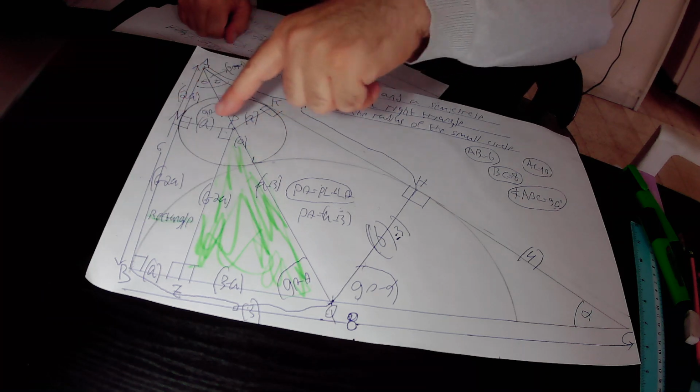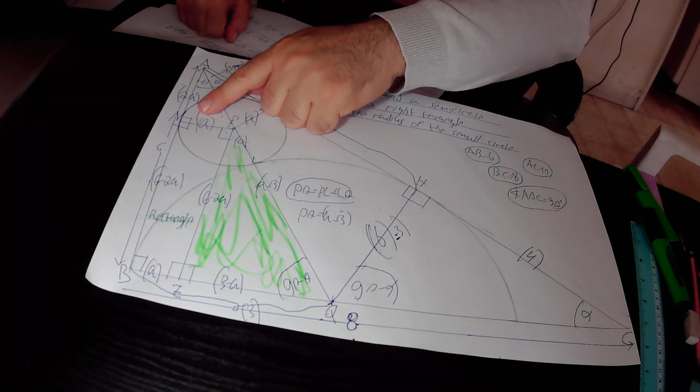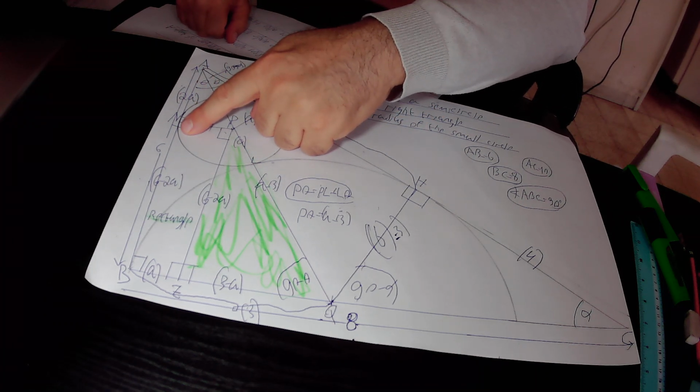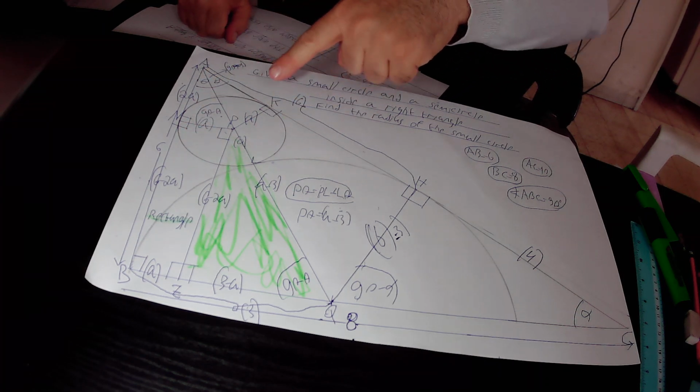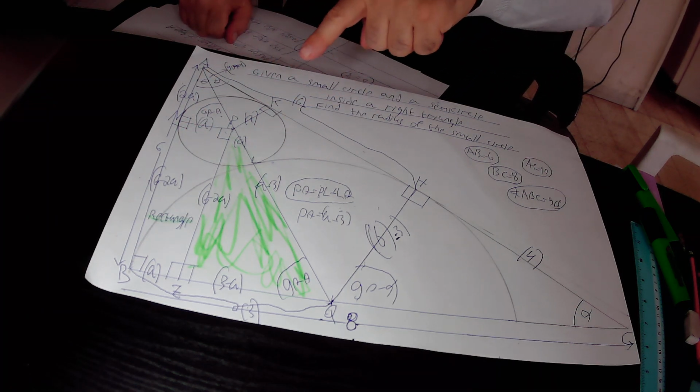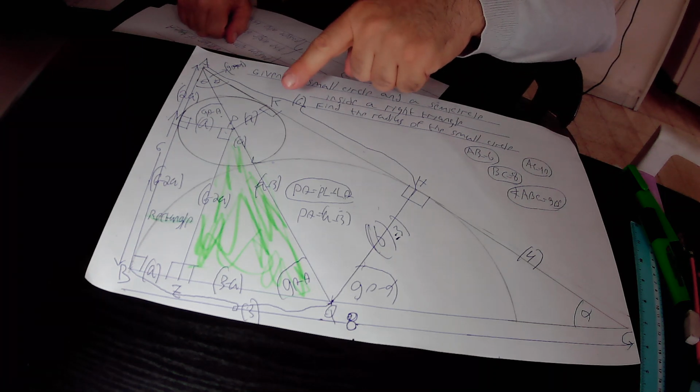If AB is perpendicular to NP, it means that this angle equals 90 degrees, and this angle also equals 90 degrees according to rule 1. Likewise, we join points P and K together. PK is the radius of this small circle, which equals A.